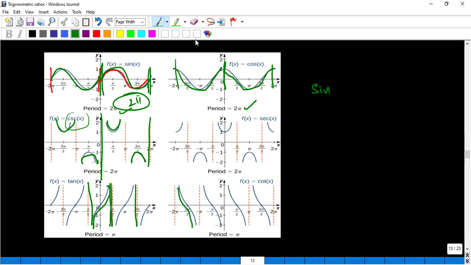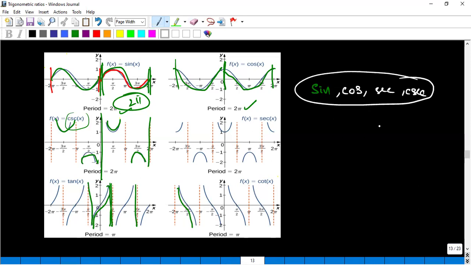Sine, cos, secant, cosecant. These functions repeat with the 2 pi period. Tan and cot. These two repeat with the pi period. Okay.